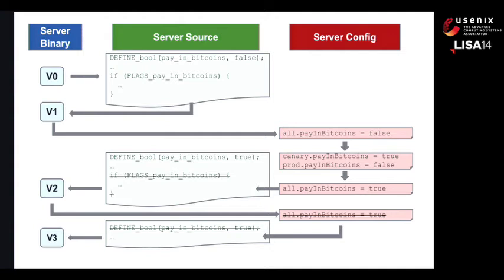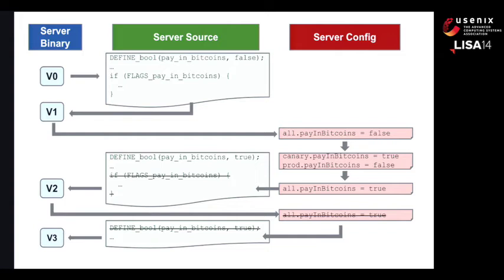Once we've pushed out version 1 of the software, then we go ahead and modify the config files to say, hey, when you push this thing, push it with the flag for all versions of the code, pay in bitcoins equals false. In other words, we are explicitly using the implicit value of the flag. What this tests is that the definition and use of the flag is correct. So it's a little baby step.